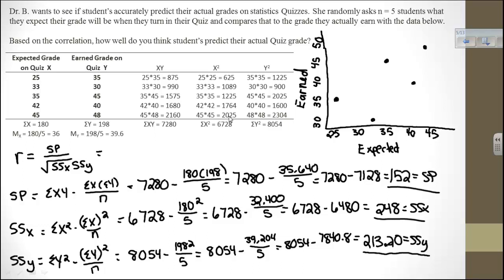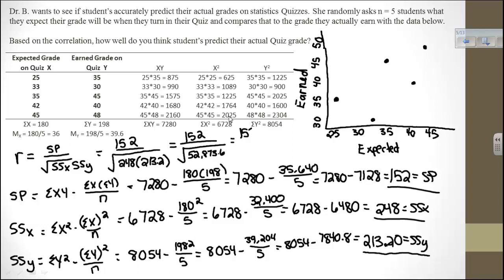Done. Now we're ready to figure out our correlation. How exciting. We can see if our correlation coefficient matches our prediction. All right, 152. So we already know it's going to be a positive value, which is great because that matches our picture. So I'm feeling good. All right, sum of squares x was 248. Sum of squares y is 213.20. So 152 divided by the square root of 248 times 213.2, which gives you 52,873.6.